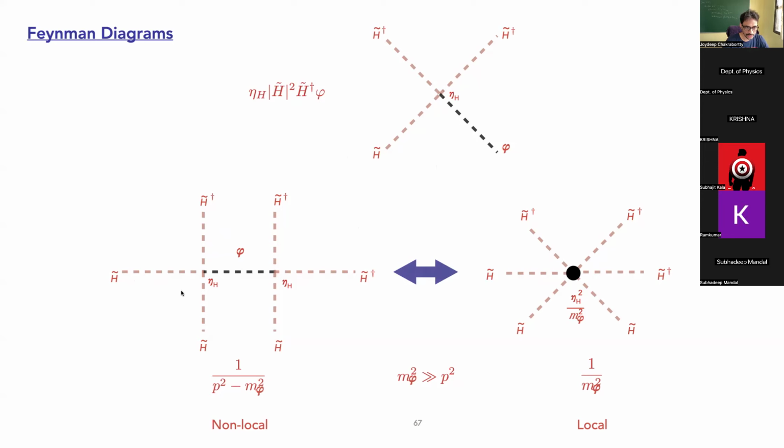And that's why in this process, if you see, this propagator is basically 1 by p square minus m phi square, where m phi is the mass, and m phi is much larger than the momentum transfer through this. And if you calculate the amplitude of this process, okay, and then if you assume this at leading order, you will get a term which is basically eta square by m phi square.